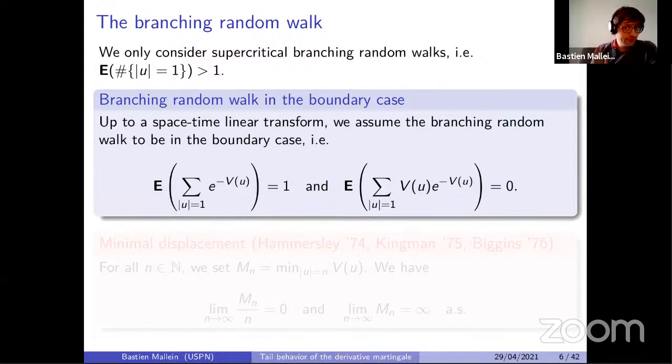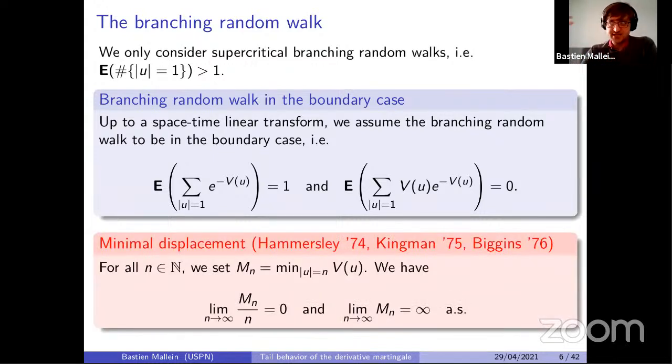Those two conditions are not too difficult to satisfy, because up to a space-time transform, a lot of branching random walks can be made to be in the boundary case. It's kind of similar to how you get a random walk to be centered. Not every random walk is centered, but if you remove the drift, you get a centered random walk.